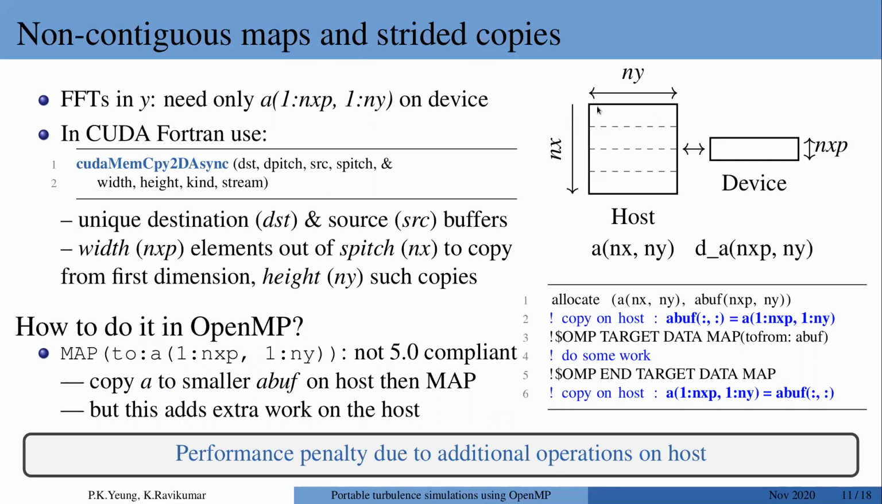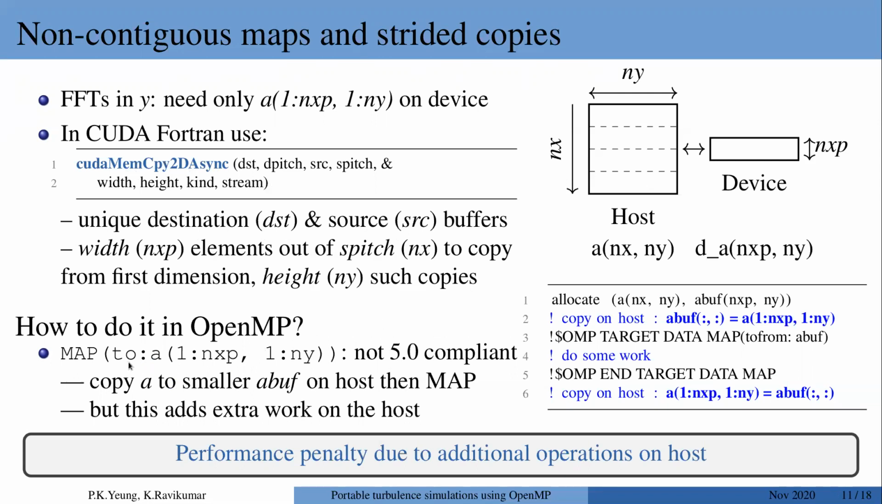So that would mean performing strided copies, some elements in x, then striding over some memory, and then copying some more elements in x and striding some more in memory, and so on until all the elements in the y direction have been copied. This can be done in CUDA Fortran easily by using a CUDA memcopy 2D call, where we can specify unique destination and source buffers, and also it enables us to specify the stride and the number of elements in the column direction to copy. But how do we do this with OpenMP?